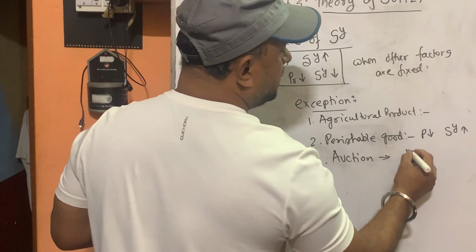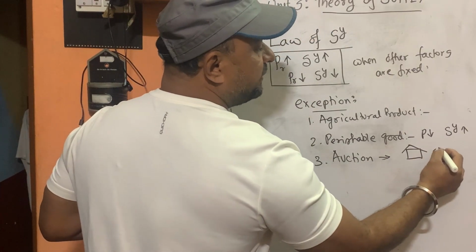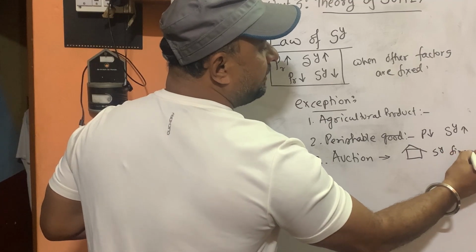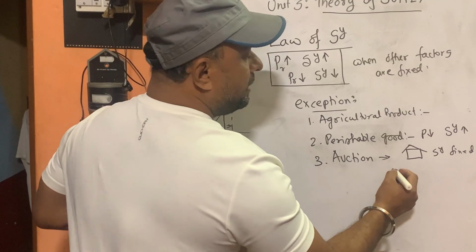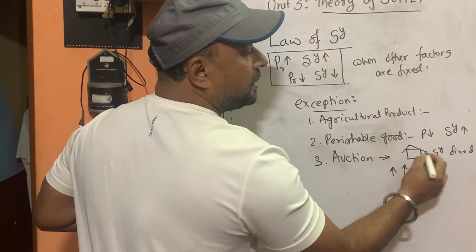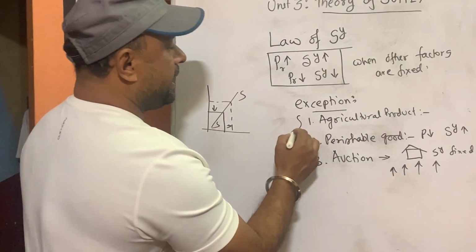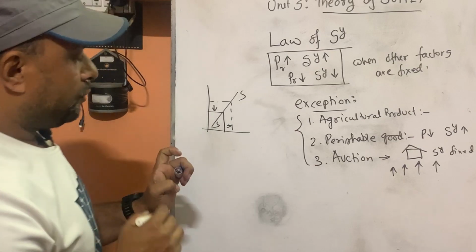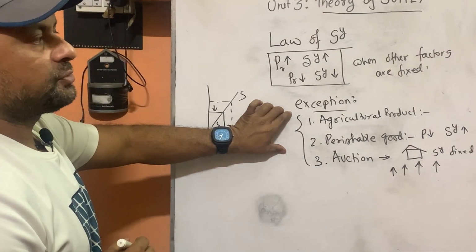Suppose one house we have to sell in an auction. At that time what happens? Supply is fixed, no change in the supply, but the consumers bid one by one. At that time price continuously increases, but supply is fixed. So here also the law of supply does not hold. So these are the exceptions of the law of supply. Questions generally ask like that: what is the law of supply? Write one or two exceptions of it.